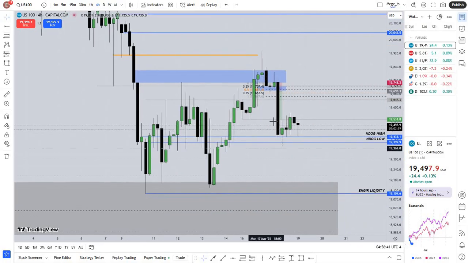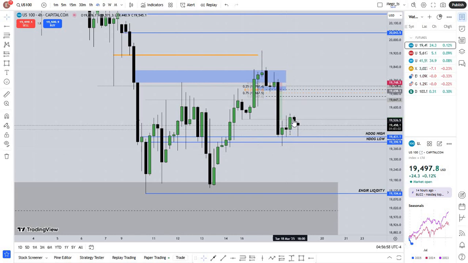So right now I'm seeing this as price taking out buy side liquidity here, this high and this high, taking it out here, trading into the consequent encroachment of this week, that is the premium array, and then breaking lower.